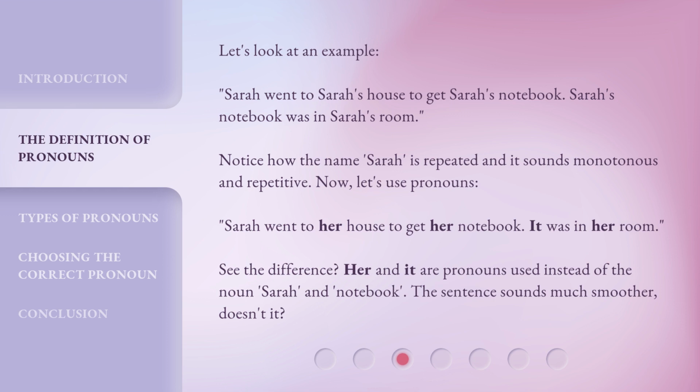Now, let's use pronouns. Sarah went to her house to get her notebook. It was in her room. See the difference? Her and it are pronouns used instead of the noun, Sarah, and notebook. The sentence sounds much smoother, doesn't it?